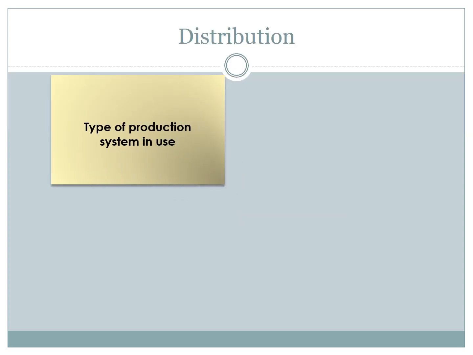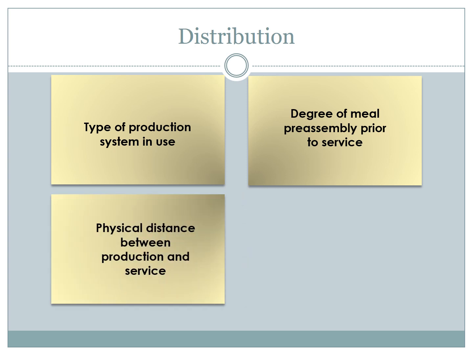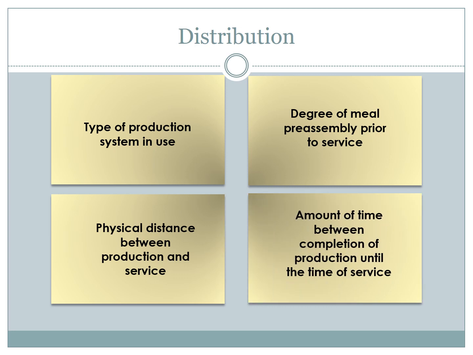So let's start with different types of distribution. The distribution of food production to the customer depends primarily on four factors: the type of production system in use, degree of meal pre-assembled prior to service, the physical distance between production and service, and the amount of time between completion of production and until the time of service.